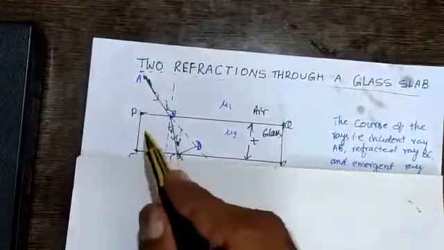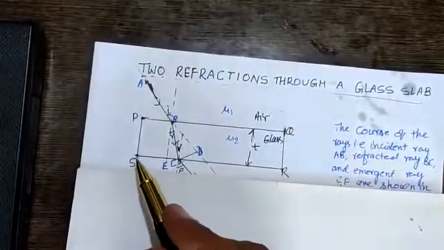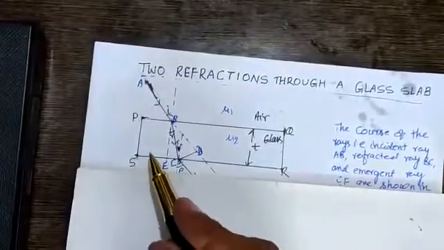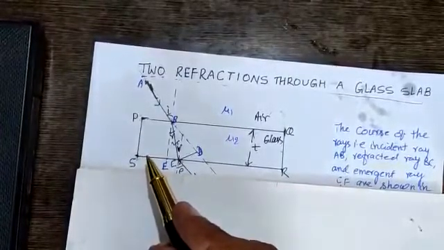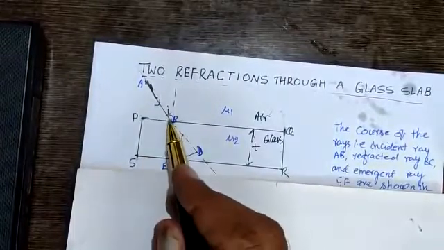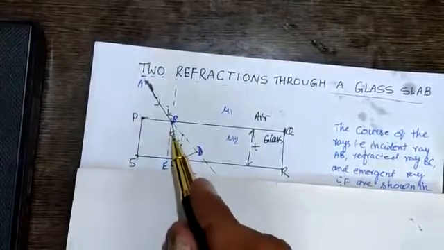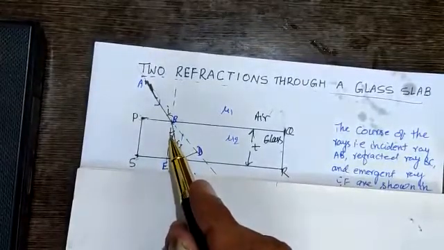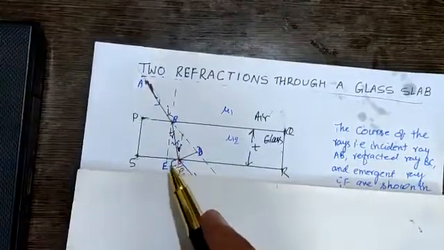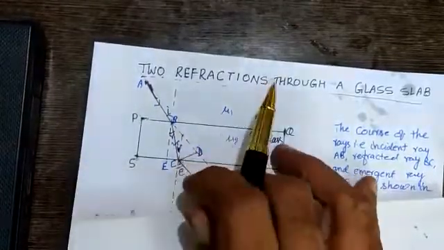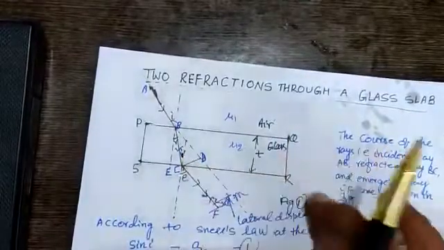So let us consider we have a rectangular glass slab PQRS, as shown in the figure, and a ray AB is incident on the face PQ at an angle of incidence i. On passing into the glass slab, it bends towards the normal and travels along BC at an angle of refraction r. This is i1, and then the emergent ray CD.